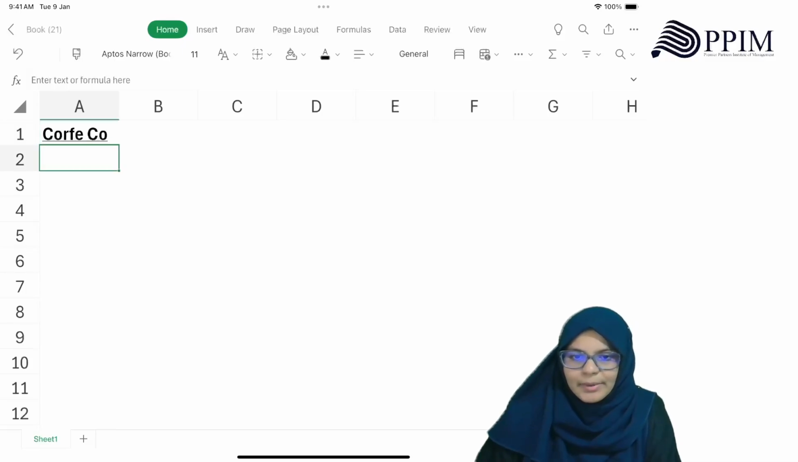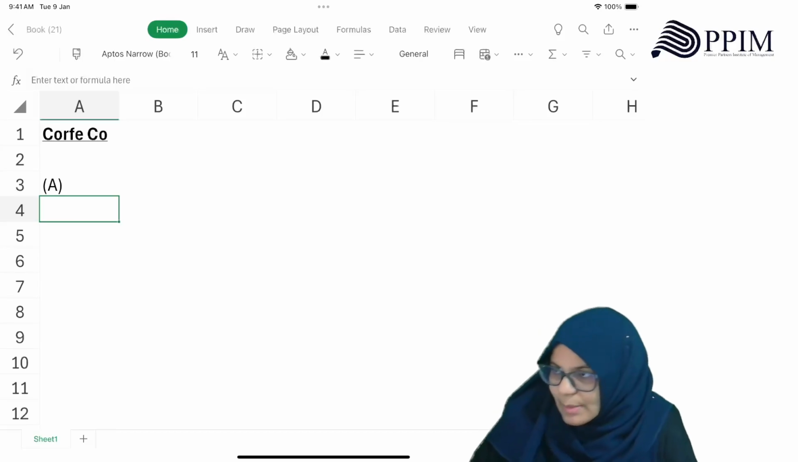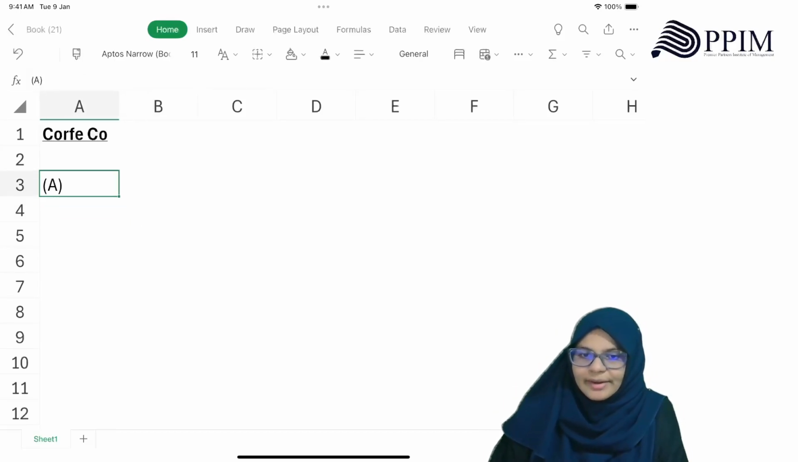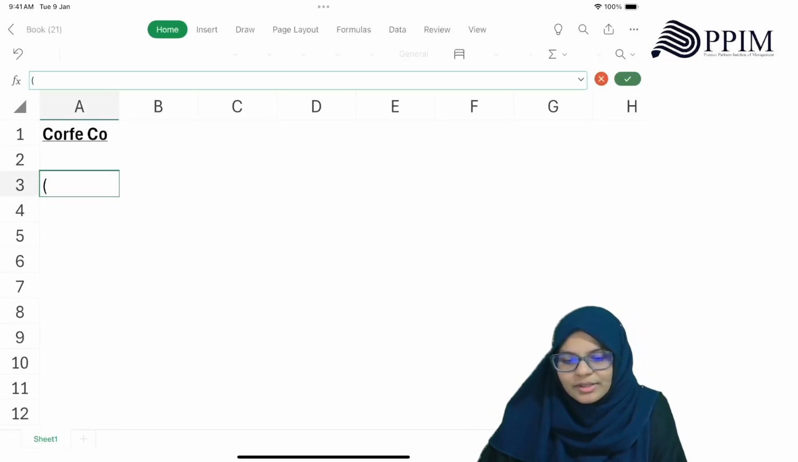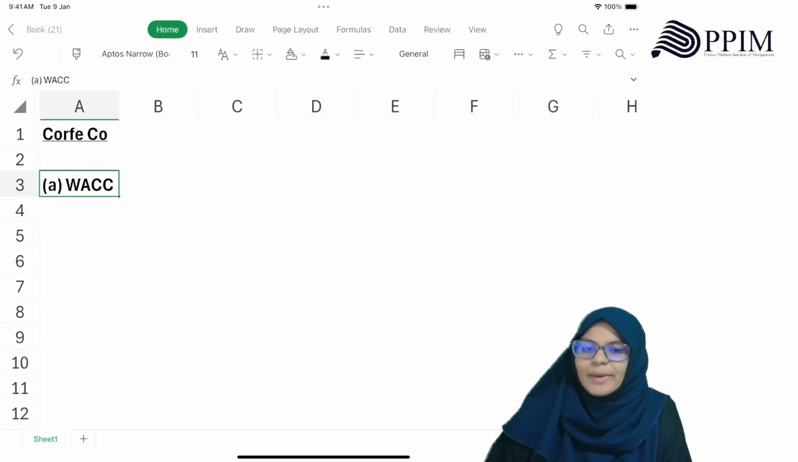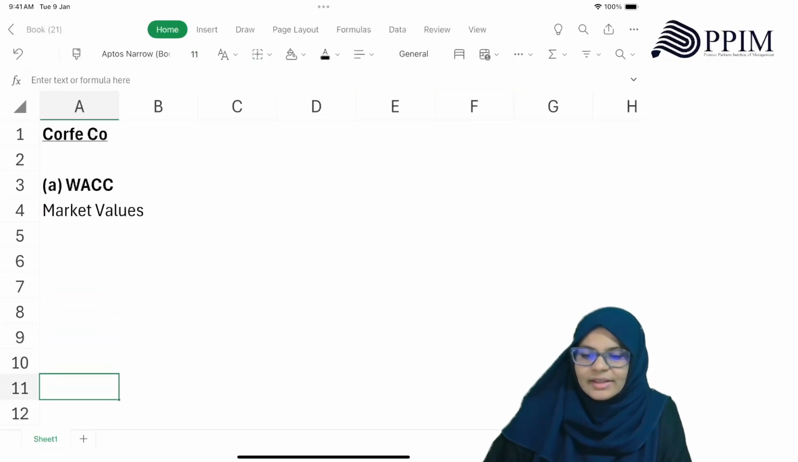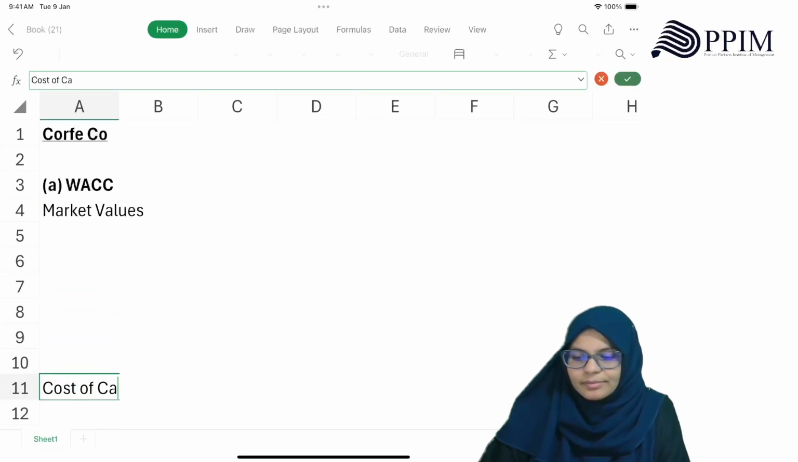You're going to do the A part, right? So always clearly label in your exam also, so the examiner knows what you're doing. So A part, we are going to do the WACC. To do WACC, we need 2 things, right? We need the market values and we need the cost of capital.